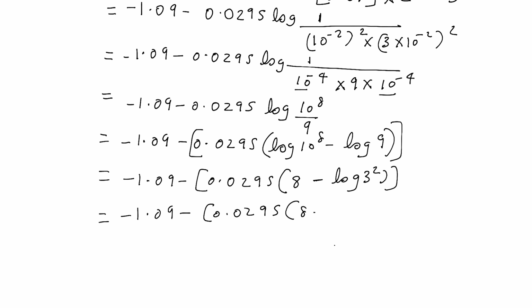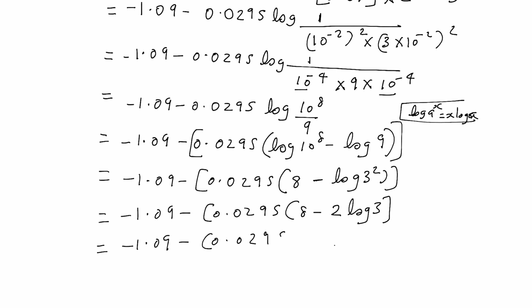Okay. Now minus 1.09 minus 0.0295 into 8 minus. See, log 3 square is what? 2 log 3. Correct? Correct, right? Log a raised to x is what? x log a. Basic rule, okay? Basic rule. x log a. Now, minus 1.09 minus 0.0295 into 8 minus 2 log 3. Log 3 value you have to learn by heart, okay? 0.4771.